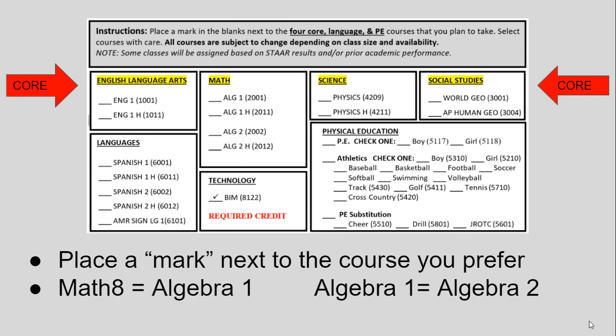Moving on to math, if you are currently in 8th grade math, your choices are going to be Algebra 1 or Algebra 1 honors. If you are currently in Algebra 1, you're going to select Algebra 2 or Algebra 2 honors. Go ahead and make your selection. Your science choices are Physics or Physics honors.